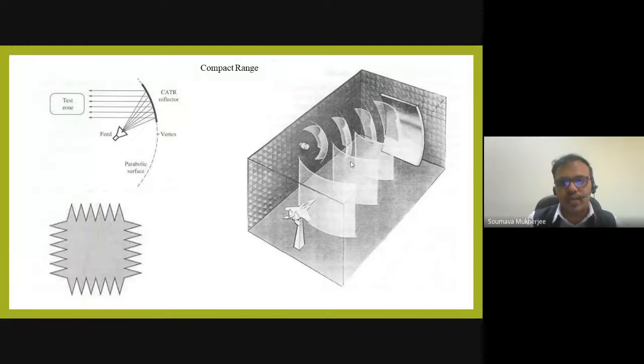One is the compact range, where we actually use a reflector. So your antenna is here, it is radiating, this reflector is creating a plane wave instead of a spherical wave, and then the plane wave is coming to the test antenna, and then we measure through the detector what the detection value is. That's how we can accurately measure the same thing in a small enclosed chamber instead of the big, large area required as far as the calculation is concerned. So this is very commonly used.